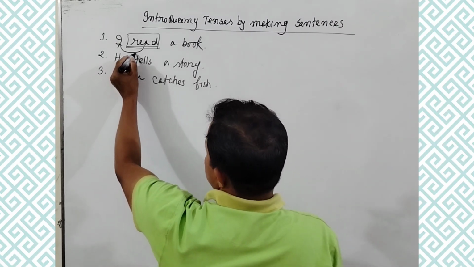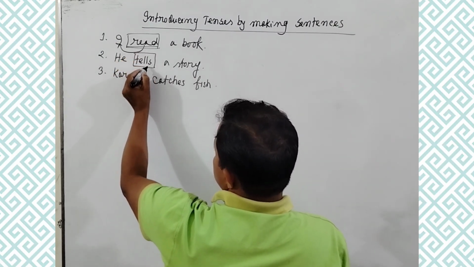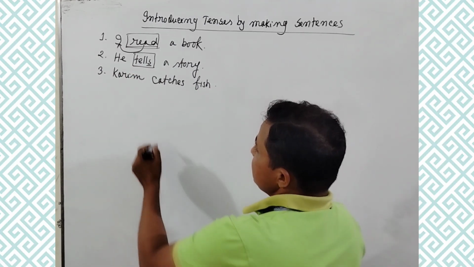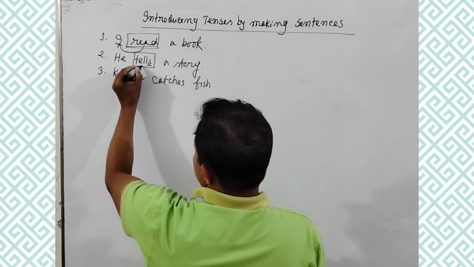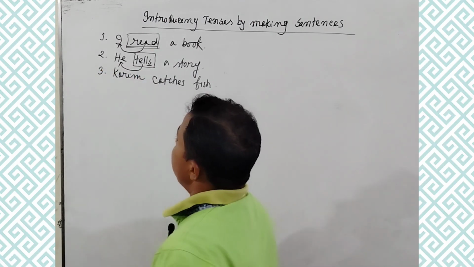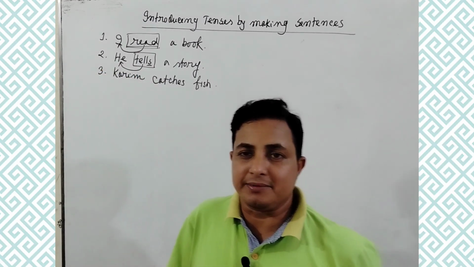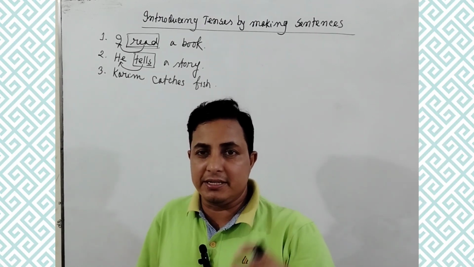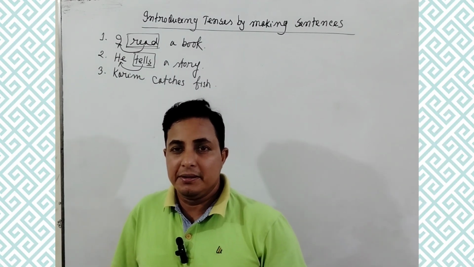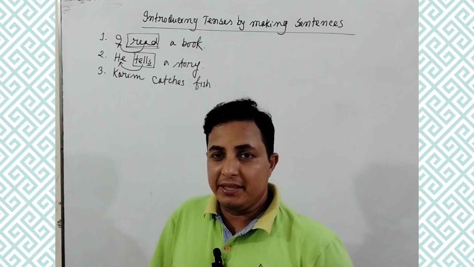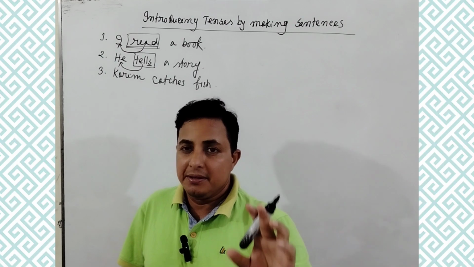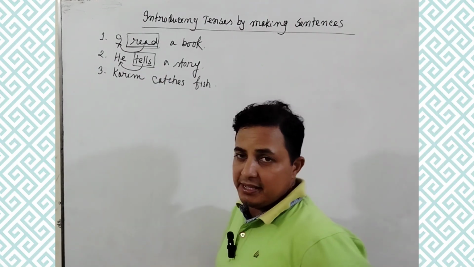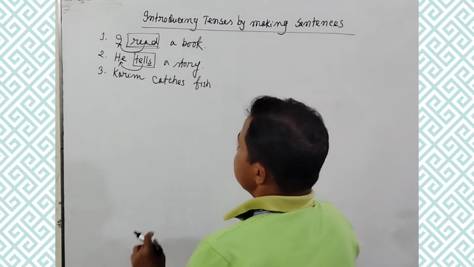And he tells a story. In this sentence extra s is also included. Why? Because the subject of tells is he. He is also third person, third person singular number. The condition is only third person and singular number. If it is, then verbs need to take s or es, otherwise not.